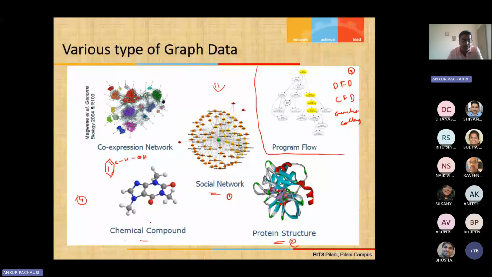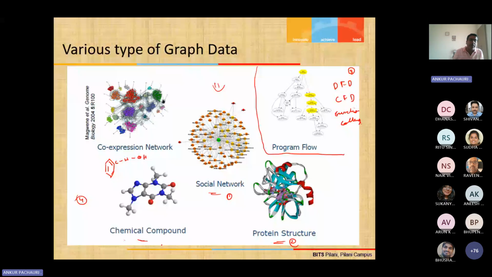So here we have 1, 2, 3, 4 different types of nodes with different types of edges and their connectivity. So that can also be an example of a heterogeneous graph. Nodes can have multiple attributes. They can have multiple types of nodes as well, different types of edges, or each edge may have different attributes, different properties. That's an example.